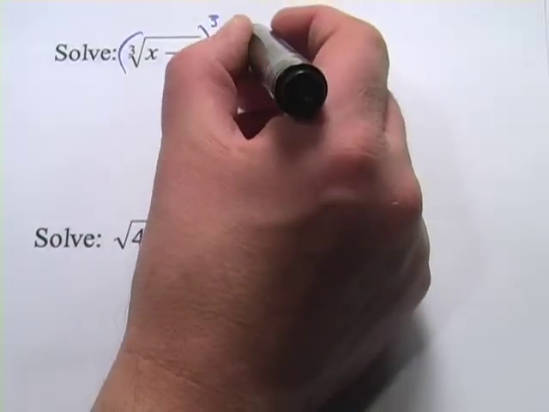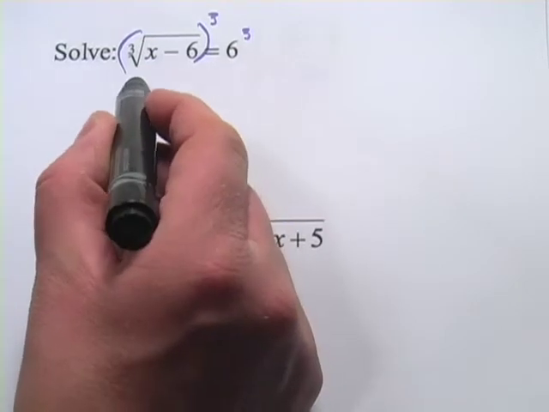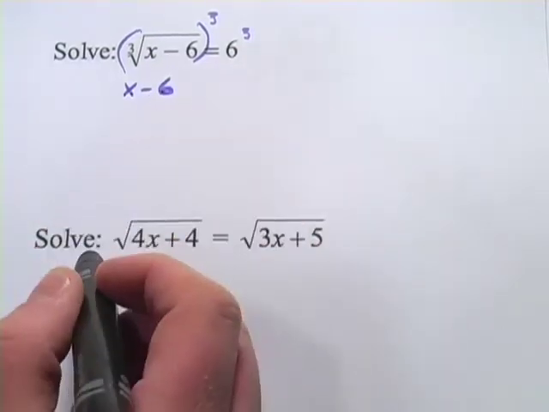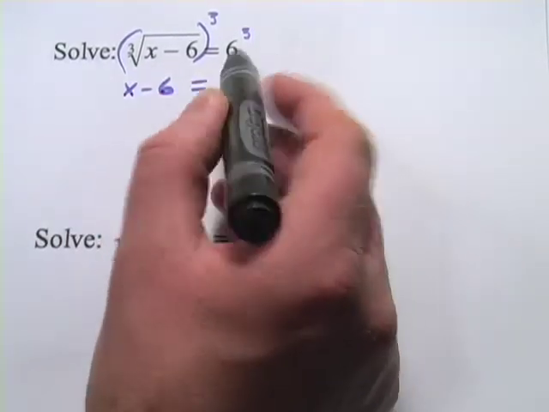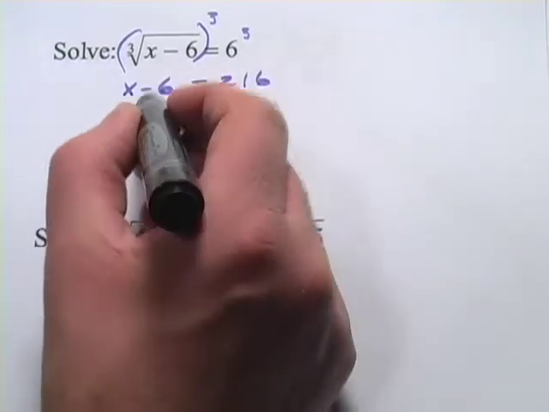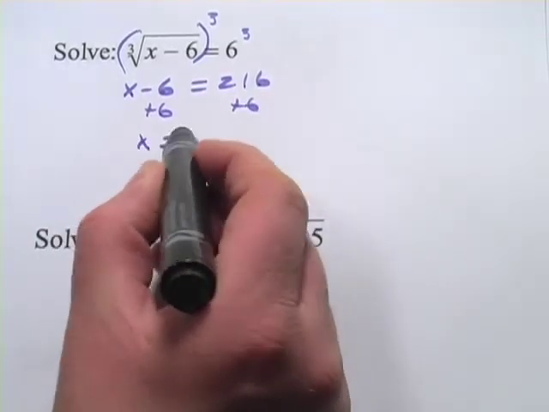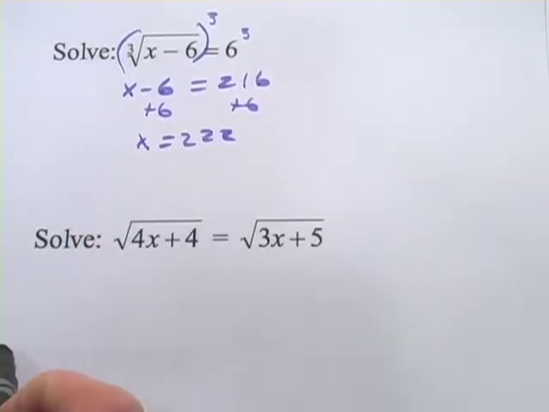So this is going to be 6 to the third power over here. When that happens, on the left, we just get x minus 6. The third root is undone. And let's see, 6 to the third power is 216. And then we simply add 6, and we get x equals 222.